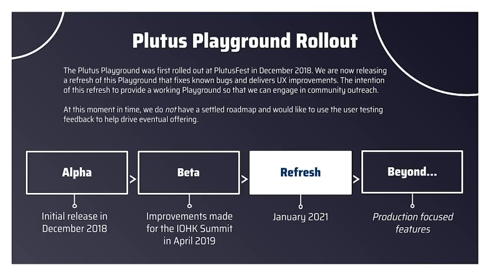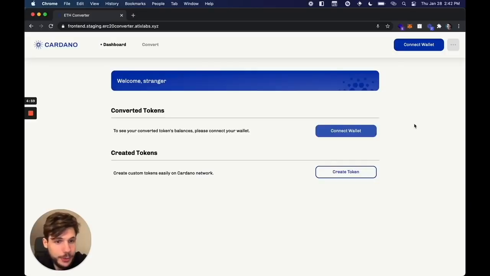Currently, we are sitting at the refresh, and beyond what we can look forward to moving forward, they're essentially going to make it production ready. So ready for developers to start writing these smart contracts using Plutus. Another thing that Vukasin showed us was the ERC20 Converter. He showed us this demonstration. Let's go ahead and take a look at that demonstration by Vukasin.